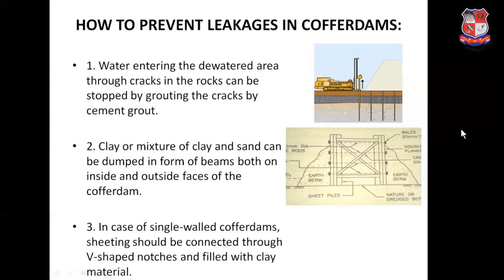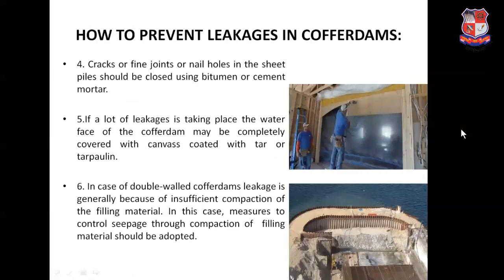Third one, in case of single wall cofferdams, sheeting should be connected through V-shaped notches and filled with clay material. Fourth one, cracks or fine joints or nail holes in the sheet pile should be closed using bituminous or concrete mortar. Fifth one, if a lot of leakage is taking place, the water face of the cofferdam may be completely covered with canvas coated with tar, or tarpaulin, as shown in the figure.